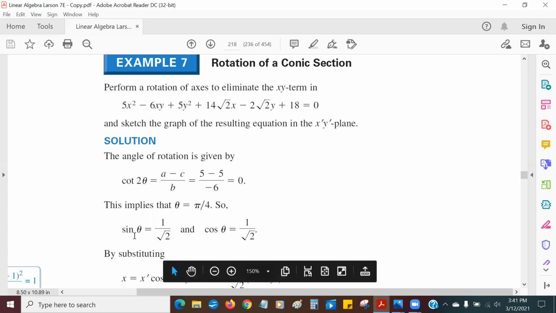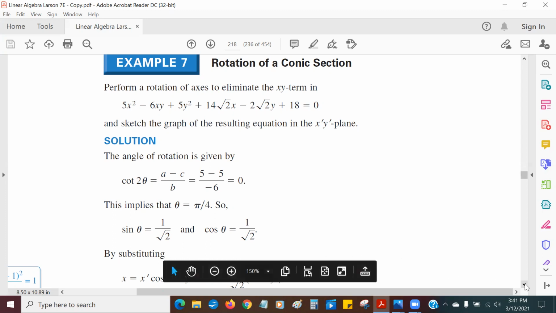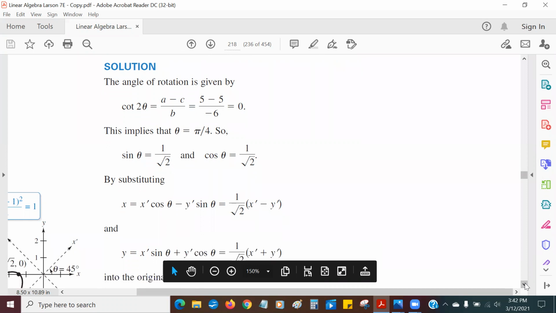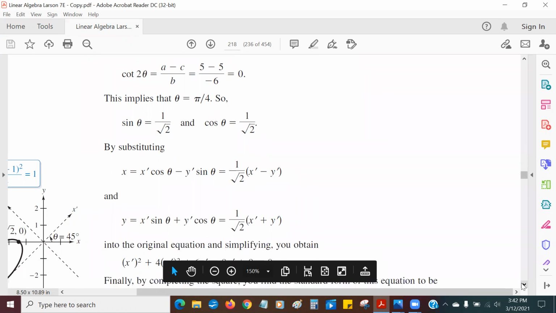Which means that sine of pi over 4 is 1 over rad 2, and cosine of pi over 4 is also 1 over rad 2. Now we're going to make that substitution, and this is going to be x is x prime cosine theta minus y prime sine theta. But cosine theta and sine theta are both 1 over rad 2, so x is equal to 1 over rad 2 times (x prime minus y prime). And doing a similar thing, we get y is equal to 1 over rad 2 times (x prime plus y prime).